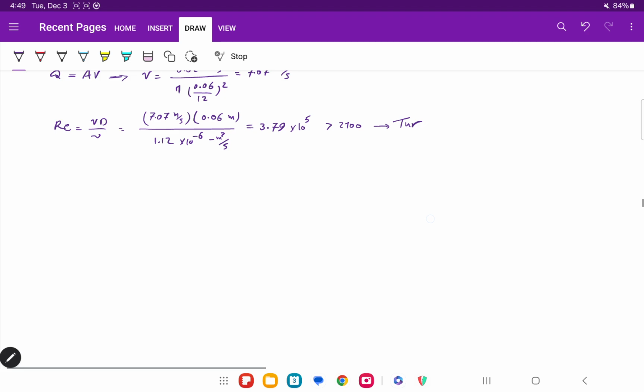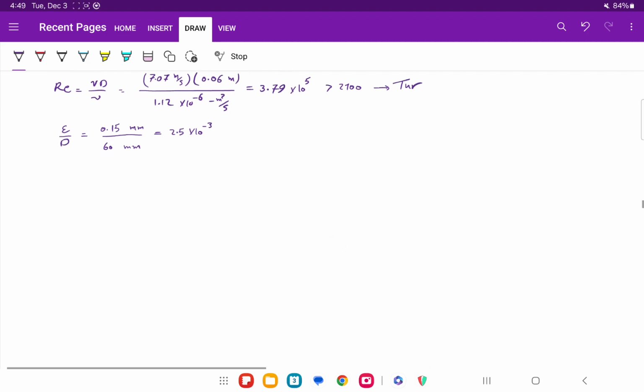So when we have a turbulent flow, we need the Reynolds number and the dimensionless roughness, epsilon over d. We know epsilon is 0.15 millimeters, divided by diameter 60 millimeters, which equals 2.5 10 to the minus 3. So this is the roughness, and we have the Reynolds number, so you can go to the Moody chart and find the friction. Give me a second to bring up the Moody diagram.